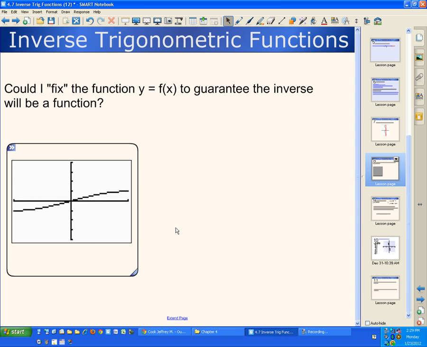So could I fix it so that this function has an inverse? Yes, I can. And here's the graph that would do it. I would have to restrict the graph so that it's all positive. Think about our unit circle. So we're going to go from negative pi over 2 to pi over 2.